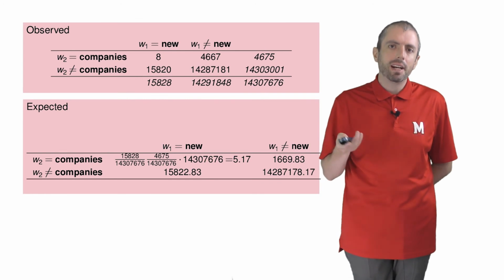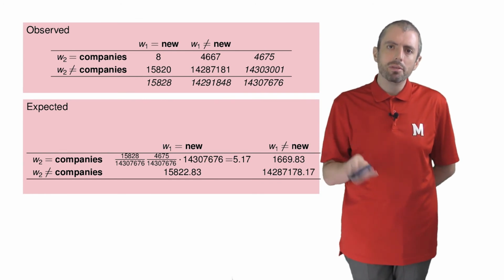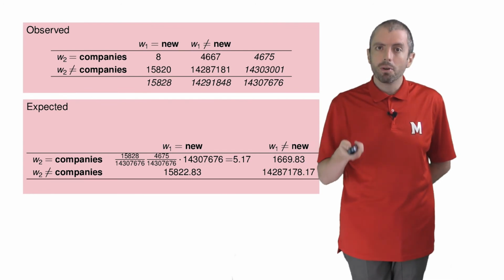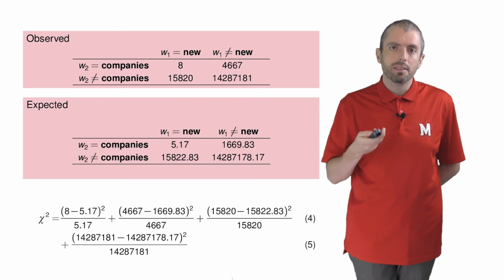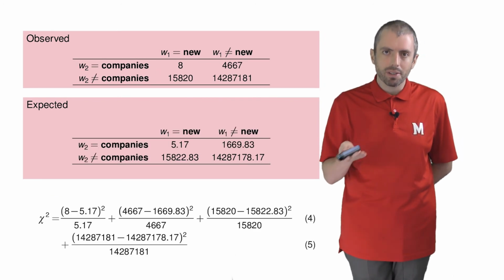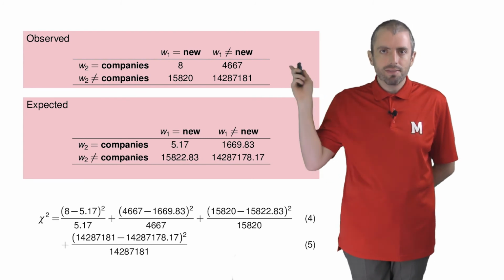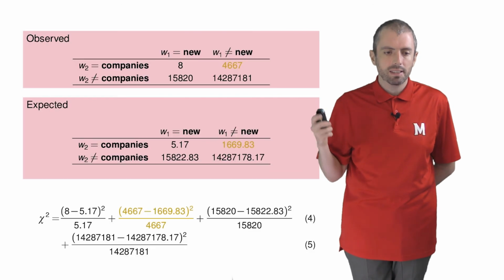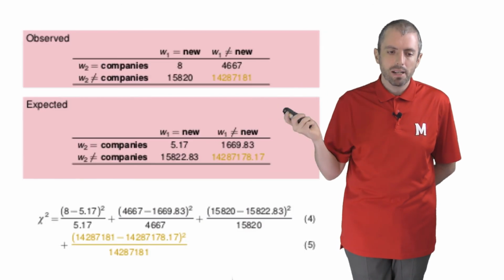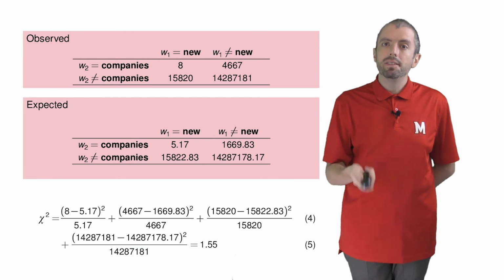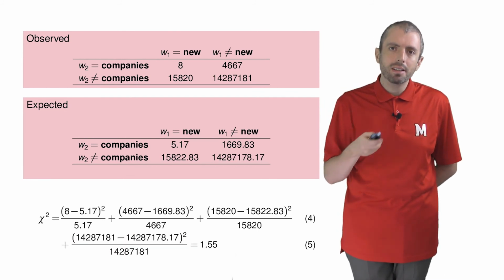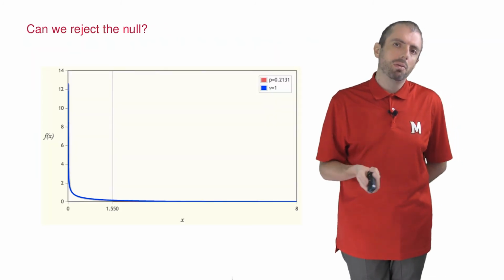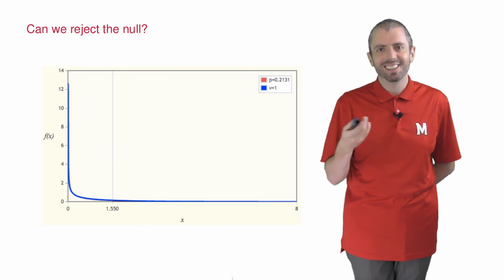So we fill in the expected value table and see that the expected number of new companies is lower than what we observed, 5.17. As before, we compute the squared difference of the observed from the expected, divided by the expected, for each of the cells to get a value for the chi-squared test statistic. So top left cell, top right, bottom left, bottom right. This is 1.55, which is fairly far out along the tail. But the p-value is only 0.21, so we can't necessarily reject the null.